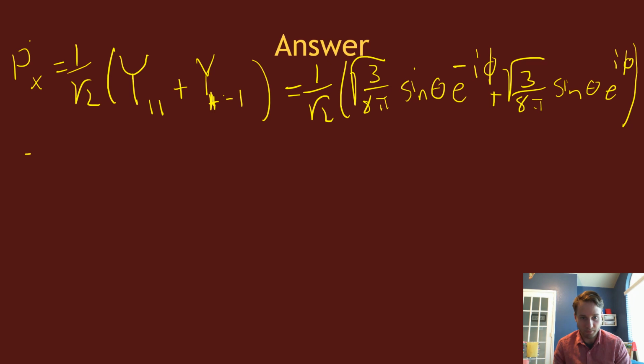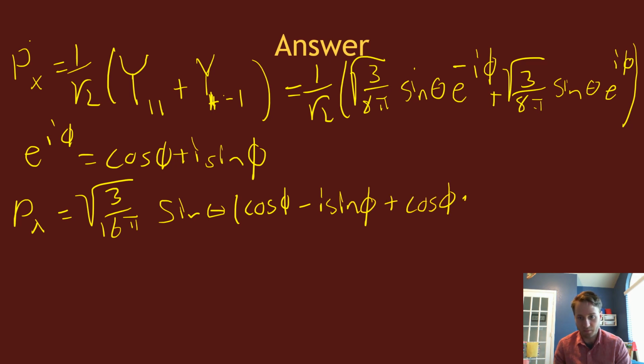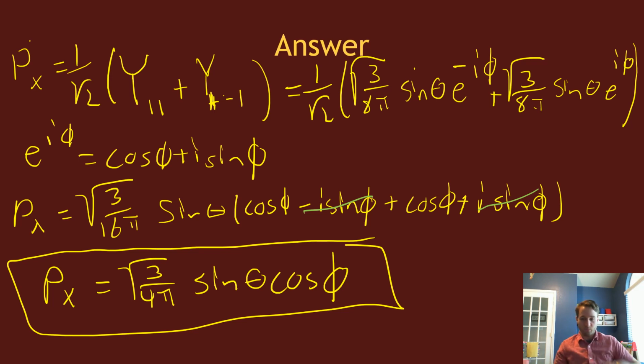Using Euler's relationship, e to the i phi is equal to cosine phi plus i sine phi, we get that px is equal to square root of 3 over 16 pi, pulling out the constants, sine theta times cosine phi minus i sine phi plus cosine phi plus i sine phi. You see here that the sine terms cancel, and we're just left with 2 times the cosine terms, which simplifies to px equals square root of 3 over 4 pi sine theta cosine phi. So that is our px orbital. It's real valued, which is good.